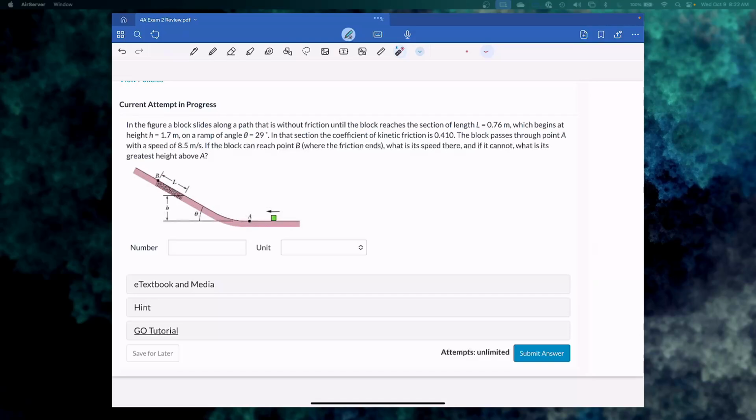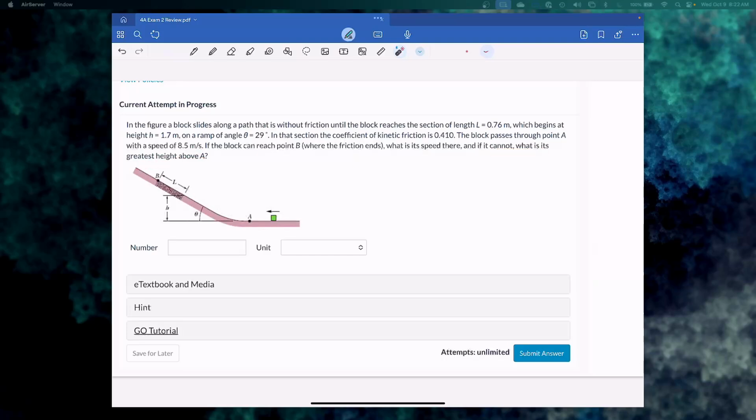Okay? So if it only makes it to this position, then it won't have speed here. So one of the tests could be, let's find what the speed would be. Let's assume it makes it to B. Let's solve for the speed there, because it was if it reaches point B, what is its speed, right? So we could go straight for that, assume that's the case, see what we get, right? If it can't, what is the greatest height?